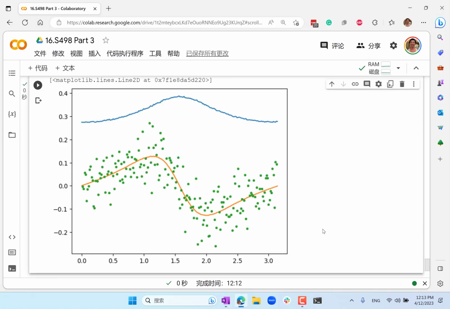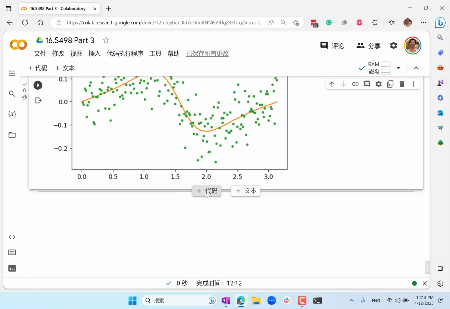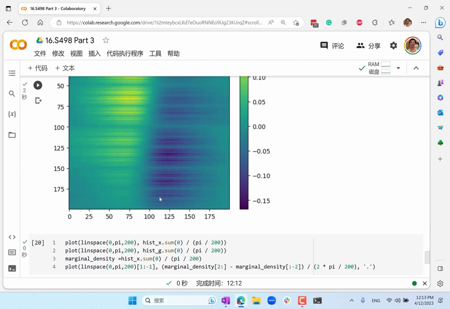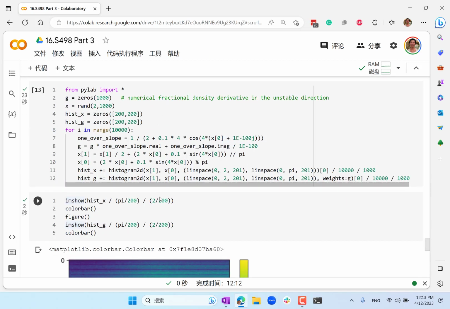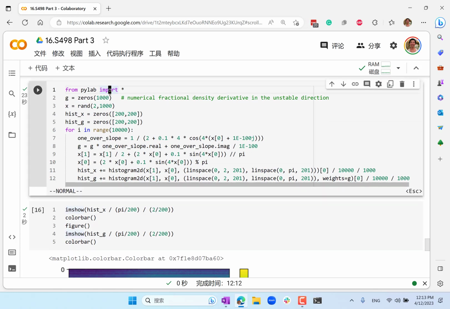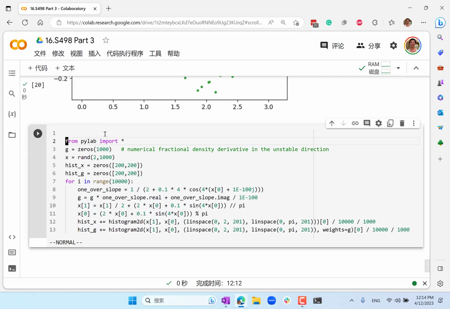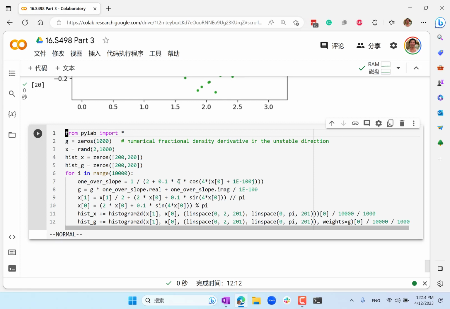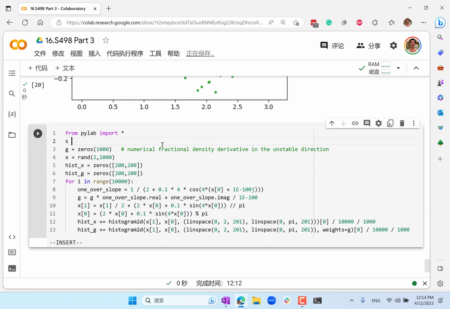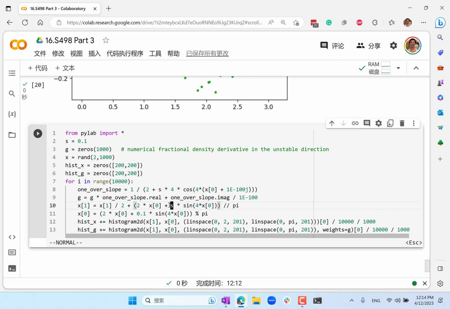So let's illustrate that on the computer. Basically, let's copy the same code over here. And here, we are going to set S equal to 0.1 and evaluate the sensitivity with respect to the same S. So we are replacing the 0.1 with S.